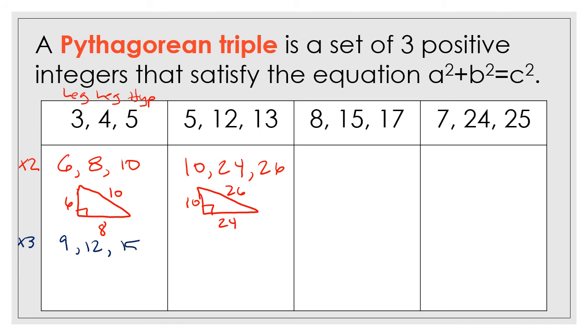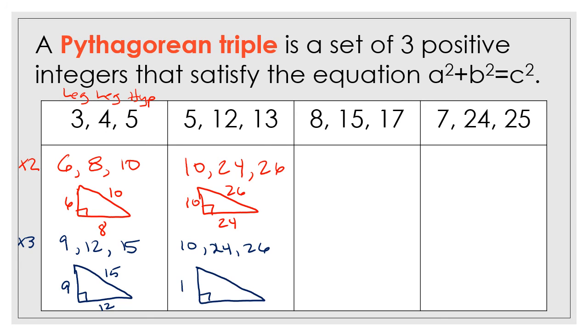And 5 times 3 is 15. So we could have a right triangle with sides 9, 12, and 15. Because that's a multiple of a Pythagorean triple, it will be a right triangle. For the fun of it, we'll do one more. Double 5, double 12, and double 13, which means you could have a right triangle with sides 10, 24, and 26, and that would be a right triangle.